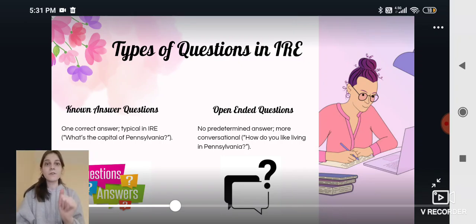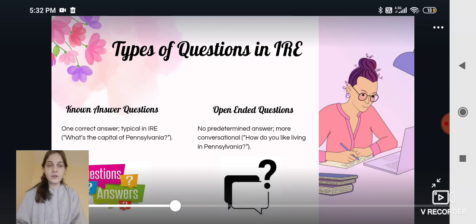So, what are the types of questions in IRE? There are two types. The first one is closed questions, and the second one is open-ended questions. Let's talk about these. In closed questions, there is one correct answer, which is typical in IRE, like what's the capital of Pennsylvania, for example. There is one specific answer. But in open-ended questions, there is no predetermined answer, and they are more conversational, like how do you like living in Pennsylvania?